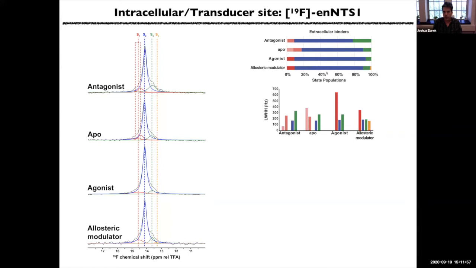And so here's what some of that data looks like for various ligands here. So here's the populations of each one of these states, and then here's the line width of each one of these peaks. And again, I hate to keep on saying this, but this is all brand new data, and I really don't want to go through over-interpreting this.